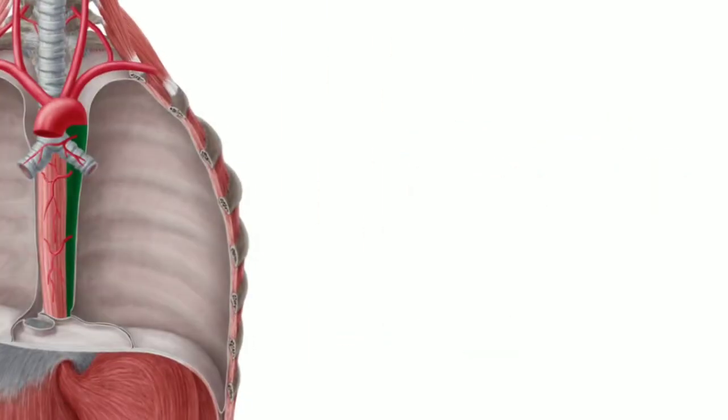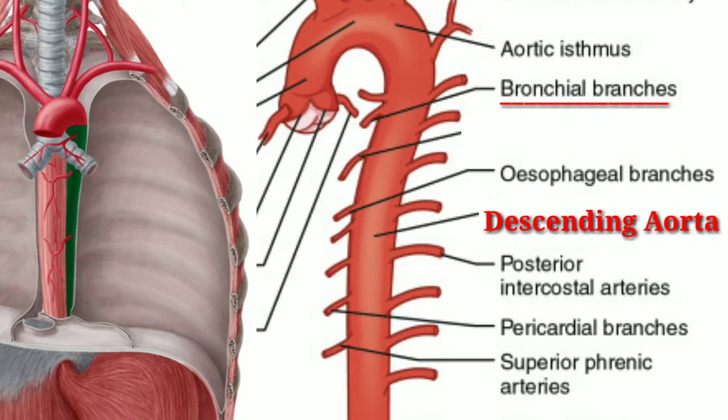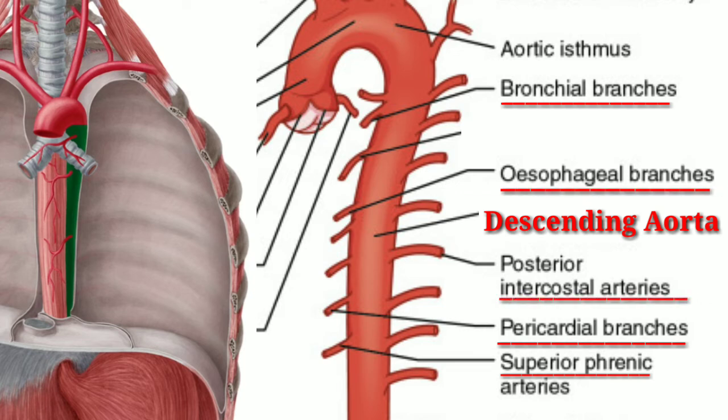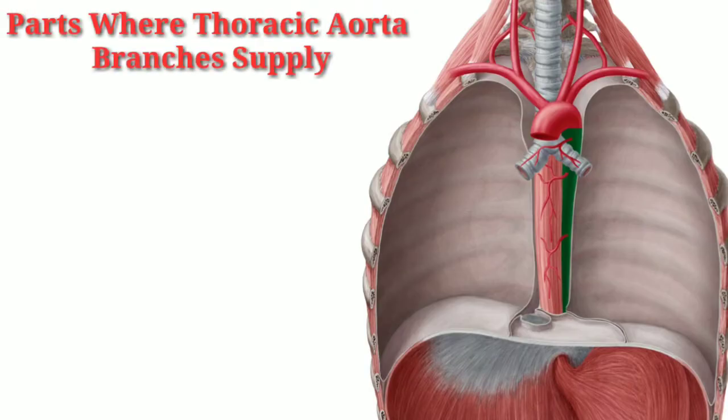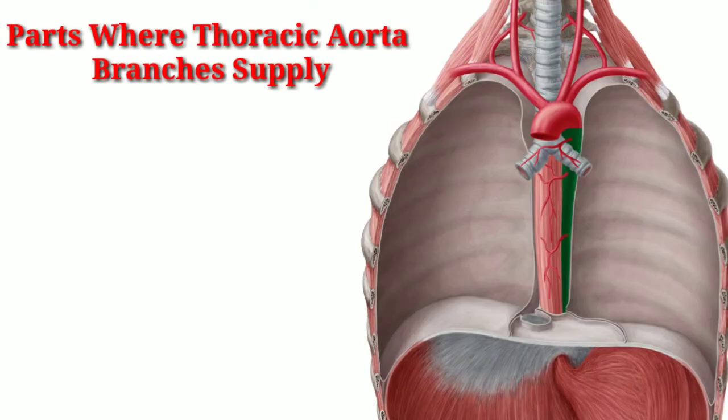The branches of the thoracic aorta are the bronchial arteries, the pericardial arteries, the superior phrenic arteries, the esophageal arteries, the posterior intercostal arteries and the subcostal arteries. Now here are those branches and the parts they supply.